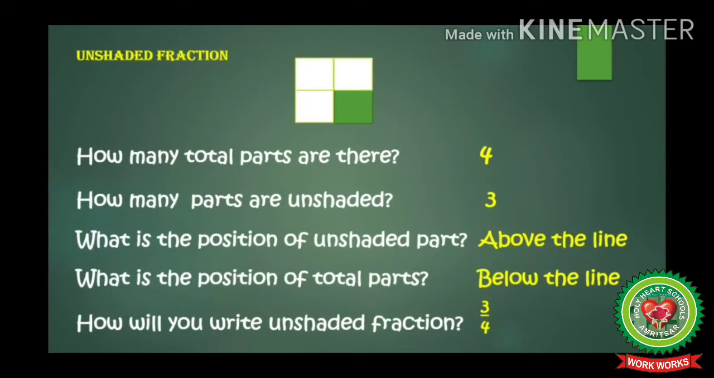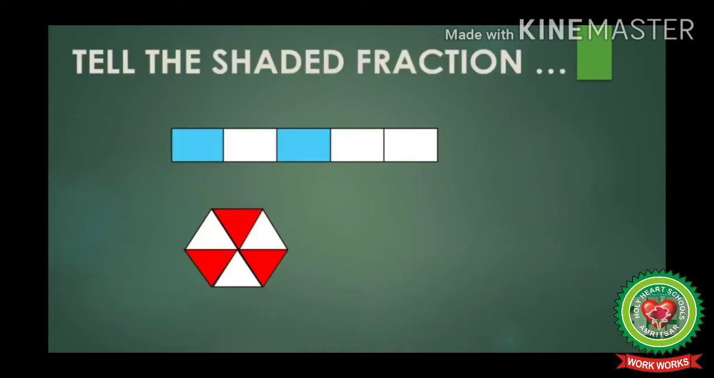Now how will you write the unshaded fraction? First of all, write down 3, that is unshaded, and below the line write down 4, that is total parts. So the fraction will be 3/4. Now children, let us see 2 more examples.